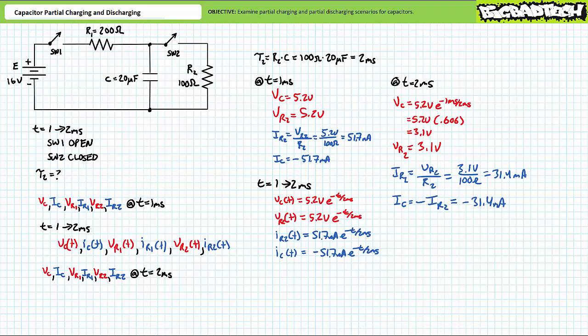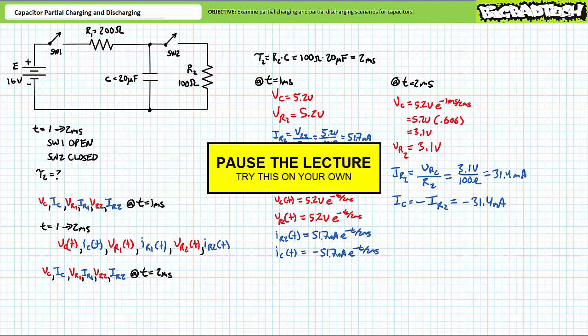All the hard work is done, and the only task that remains is to plot these values. Stage 3, get out your crayons and draw a plot of voltage across the capacitor, a plot of current through the capacitor, a plot of voltage across R1, a plot of current through R1, a plot of voltage across R2, and a plot of current through R2 from t equals 0 to 2 milliseconds. Note 1 millisecond will serve as the transition from the partial charge to the partial discharge, and if you want to, you can draw an accessory vertical axis to remind you of the switchover. By all means, pause the lecture and try stage 3 on your own.